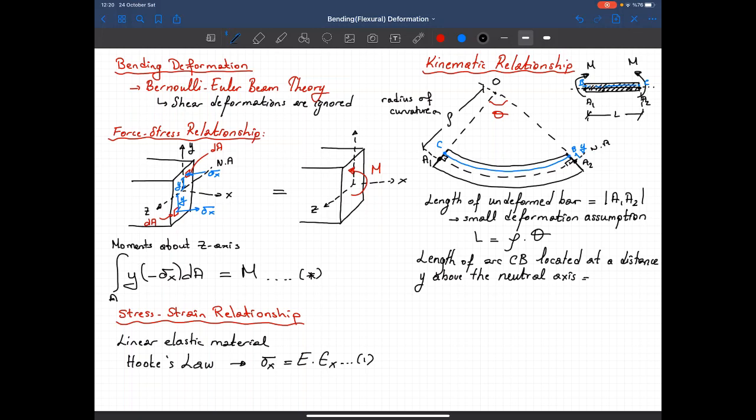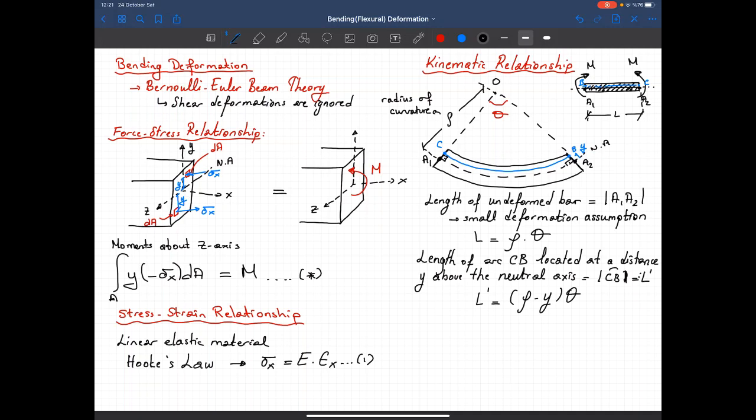So let's say that that's equal to CB, and let's call it L prime, and in that case L prime will be equal to, now we have a shorter radius which is equal to rho minus y, and I have to multiply it with theta again. Rho minus y multiplied with theta. Okay, so when I go from the fiber A1, A2 to CB, how much shortening will I see?